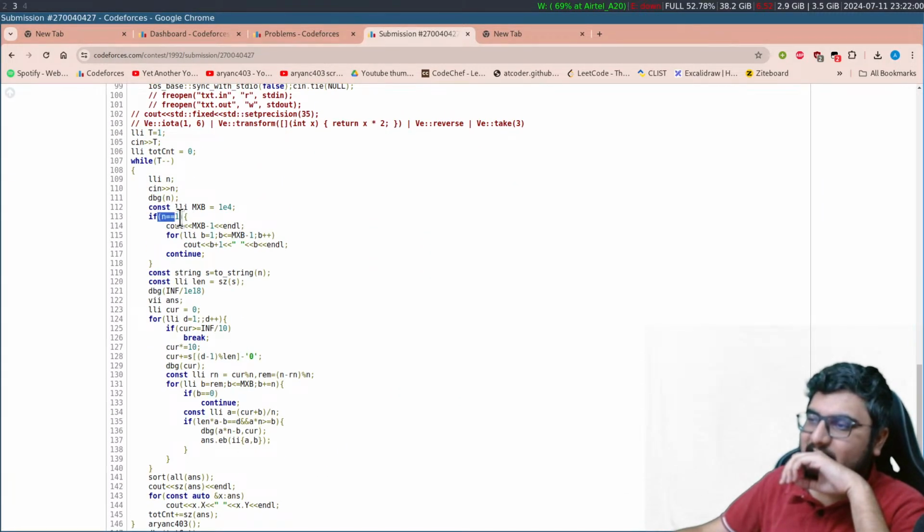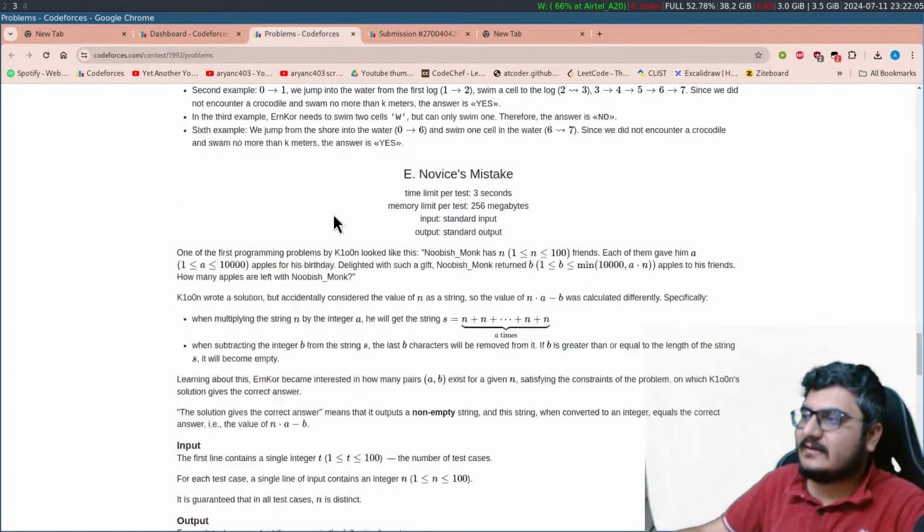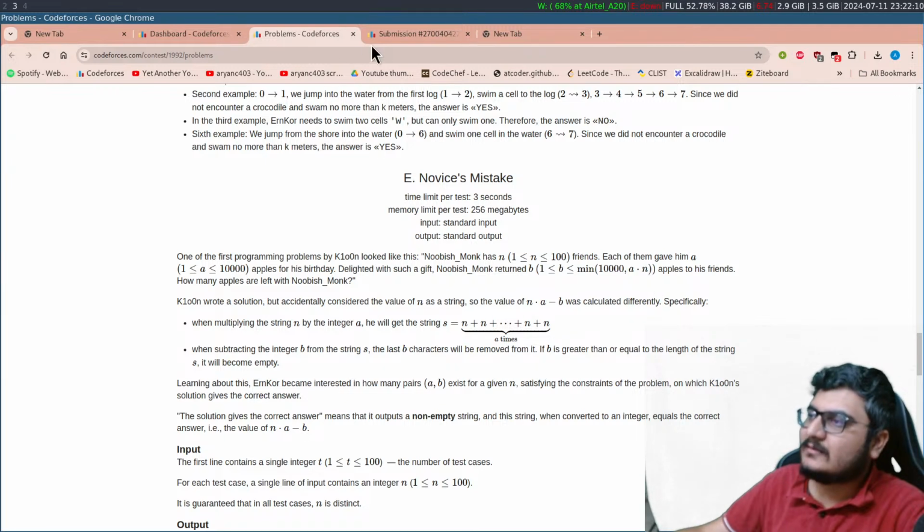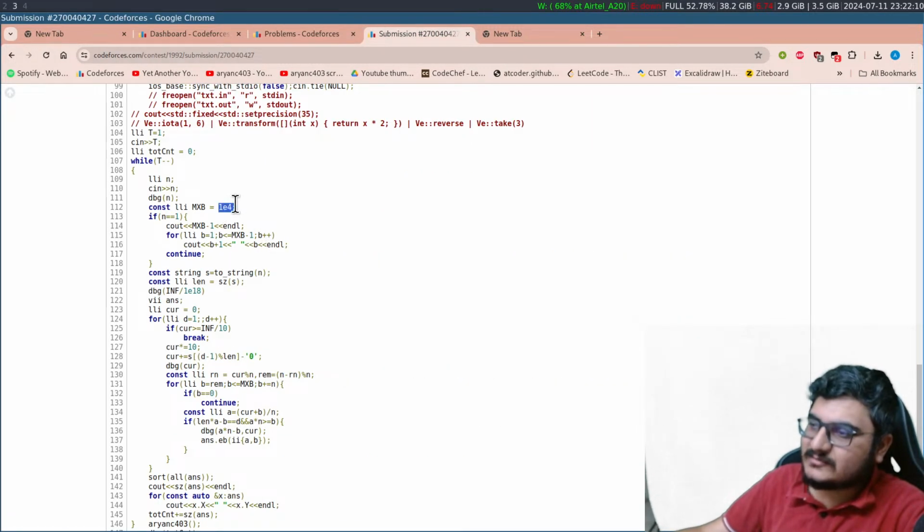So for n equal to 1, we directly print b plus 1 and b. Just to ensure that a is between this and b is between this, we just print like 9 times 4, not all the 1e4 values there.